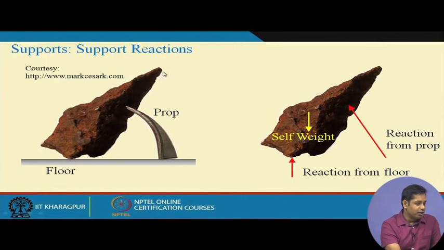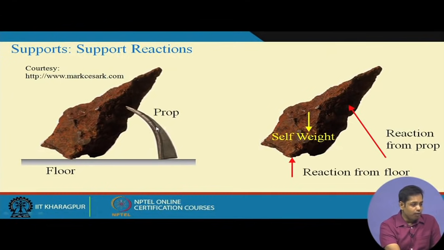Now, this is the object which is supported at the ground and also with a prop. Now, what is this floor actually doing? The floor is actually providing a force to this object, or instead of force, we will call it a reaction. This is under self weight. So, how will the floor react to this? The floor will react by providing a force at this point, and that is why this is called reaction from the floor. Reaction from the floor is a force in this direction.